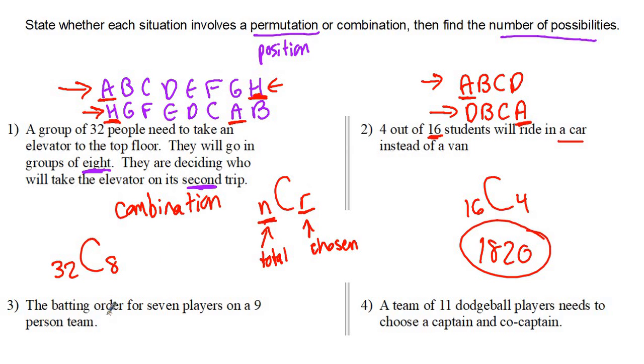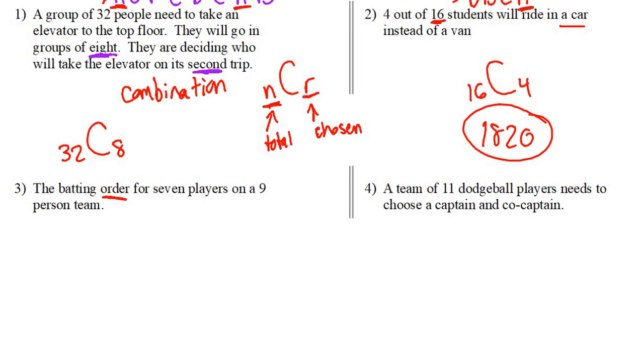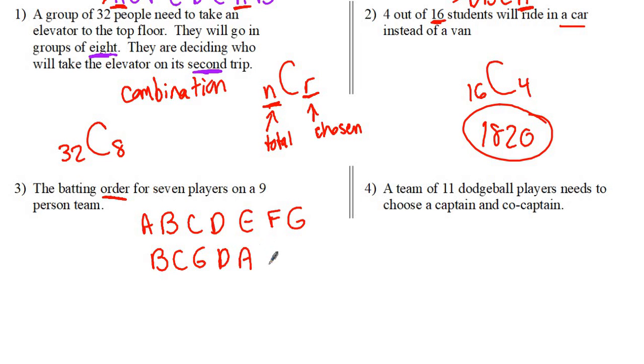All right, number 3 says the batting order for 7 players on a 9-person team. So it kind of gives it away in the way they ask the question, but does order or position matter? It sure does, because if I'm picking this order, A, B, C, D, E, F, G, that's 7 letters. If I'm picking this, or let's say I scramble it up and I do it this way instead, this matters a lot because in baseball there's only 3 outs in an inning.